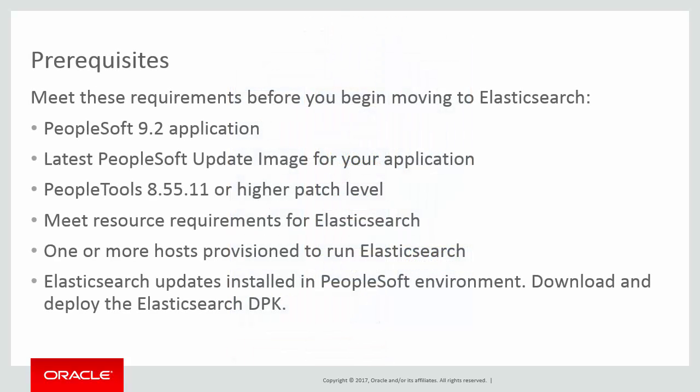Before you begin moving from SES to Elasticsearch, be sure to meet these requirements. You'll need to have a PeopleSoft 9.2 application and the latest PeopleSoft update image for your application. You're on PeopleTools 8.55.11 or higher patch level. You meet the resource requirements for Elasticsearch. You have one or more hosts provisioned to run Elasticsearch. Elasticsearch updates are installed in your PeopleSoft environment. You must complete the installation instructions in PeopleSoft deployment packages for Elasticsearch installation, PeopleSoft PeopleTools 8.55, to download and deploy the Elasticsearch DPK.